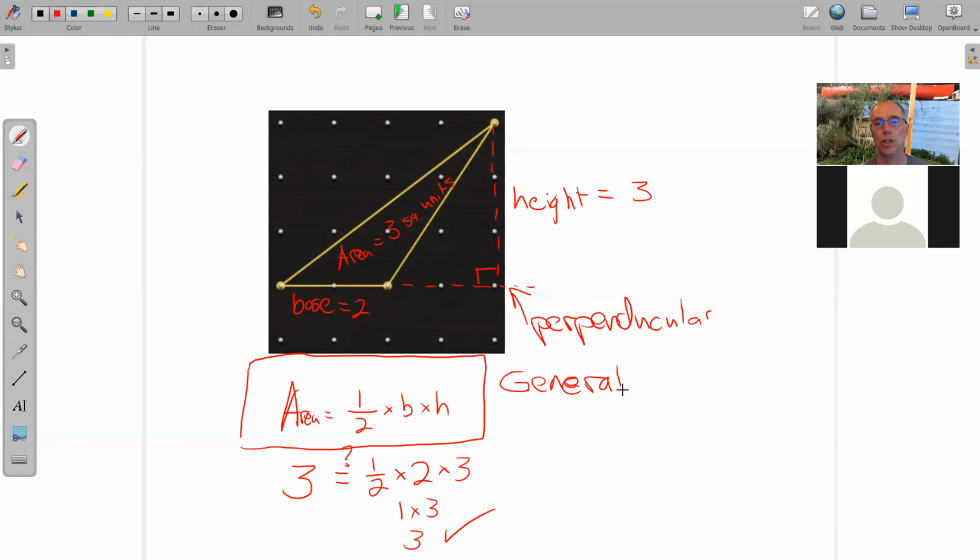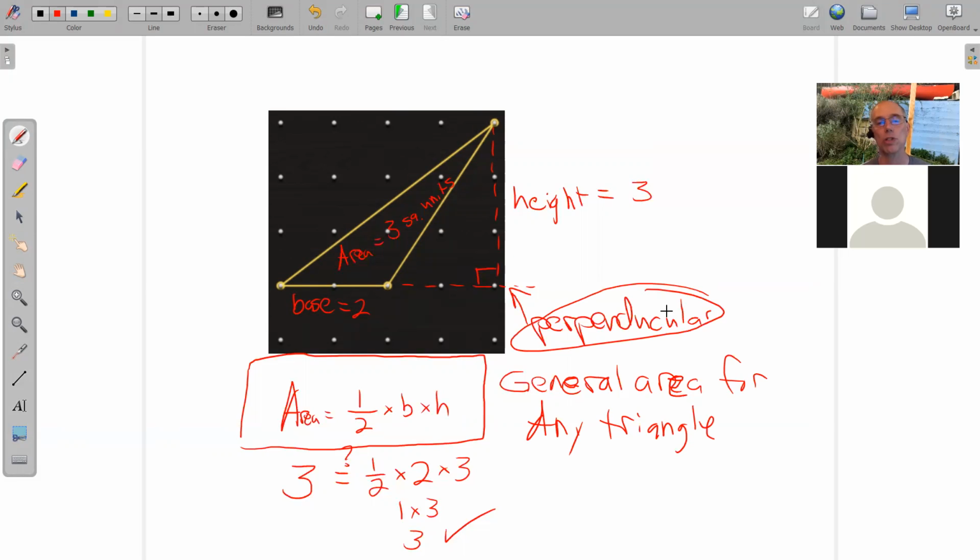So this is the general area formula for any triangle. Now the catch is you have to be able to identify a base and a height that are perpendicular to each other. If you can't do that, you can't use this formula. Okay, so I'm just going to give an example that makes this a little bit harder.